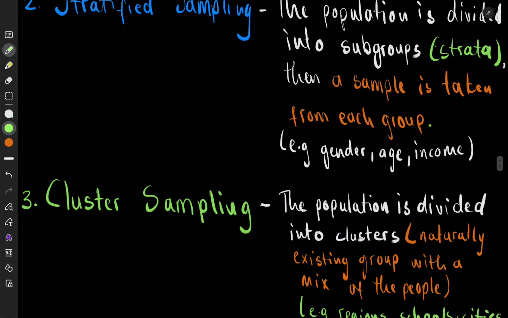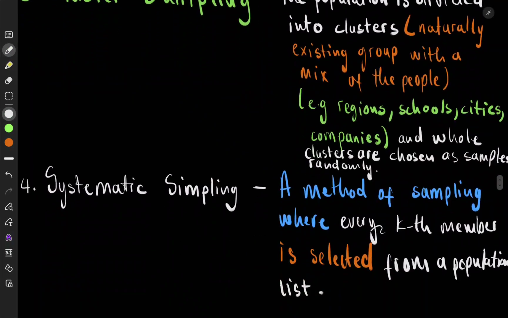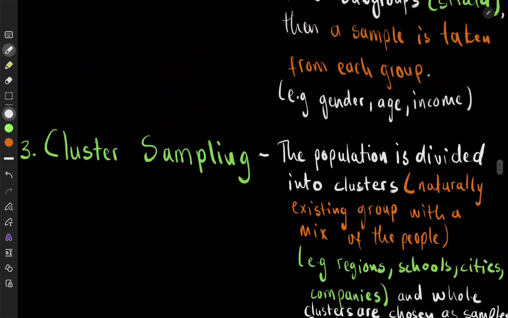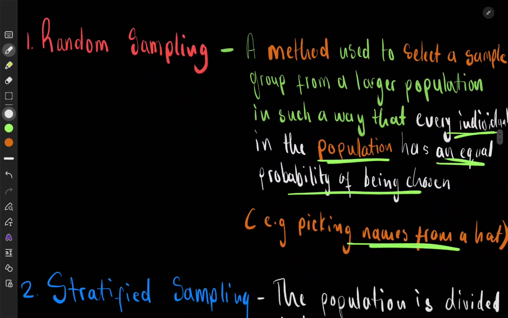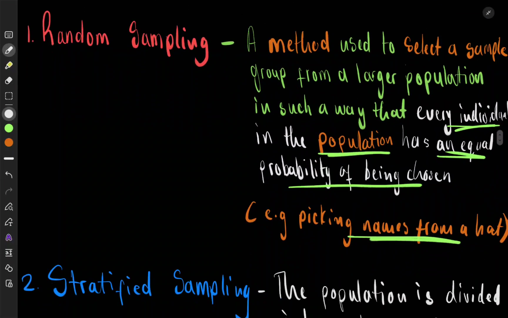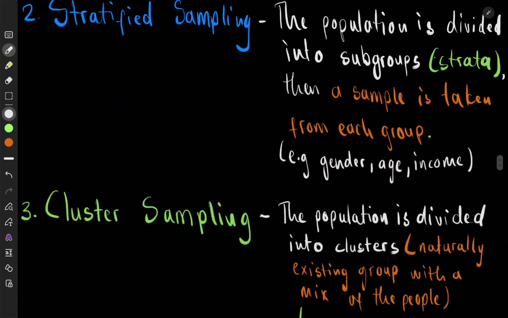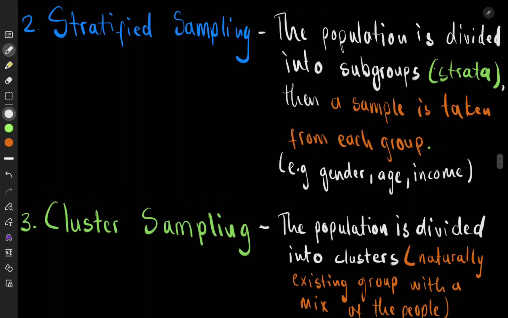Now, stratified, but in here you are choosing every kth member. Okay? Here, that's what you're selecting. Here you are selecting in a way that every individual has an equal probability or chance of being chosen. You don't follow any particular pattern. That is why everyone has an equal chance.